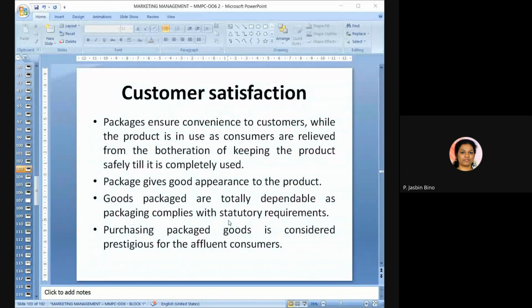Before, when we needed something, we went to the shop and asked, give me 1 kg of so and so, 1 kg of sugar, and they would be weighing and giving. Today, if you want 1 kg of sugar, you can go to the supermarket, go to the sugar section, take the 1 kg sugar packet, come, pay the bill, and go. So you will be feeling satisfied. You need not wait for weighing and so on.